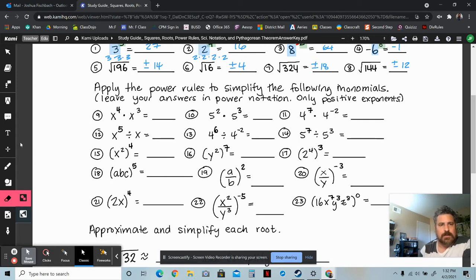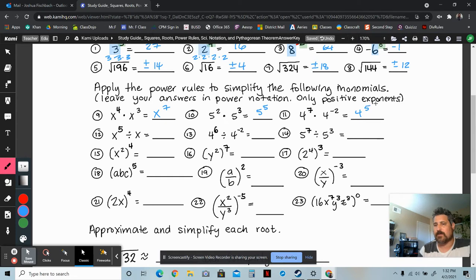All right, so let's go through and do that. So in this case, you're going to get x to the 4 plus 3. This will be x to the 7th, right? X to the 7th. All right, here you have 5 to the 2nd times 5 to the 3rd. So this is the same as 5 to the 2 plus 3, which is going to be 5 to the 5th. Here you have 4 to the 7th times 4 to the negative 2. This would be the same as 4 to the 7 plus negative 2, which is going to be 4 to the 5th.